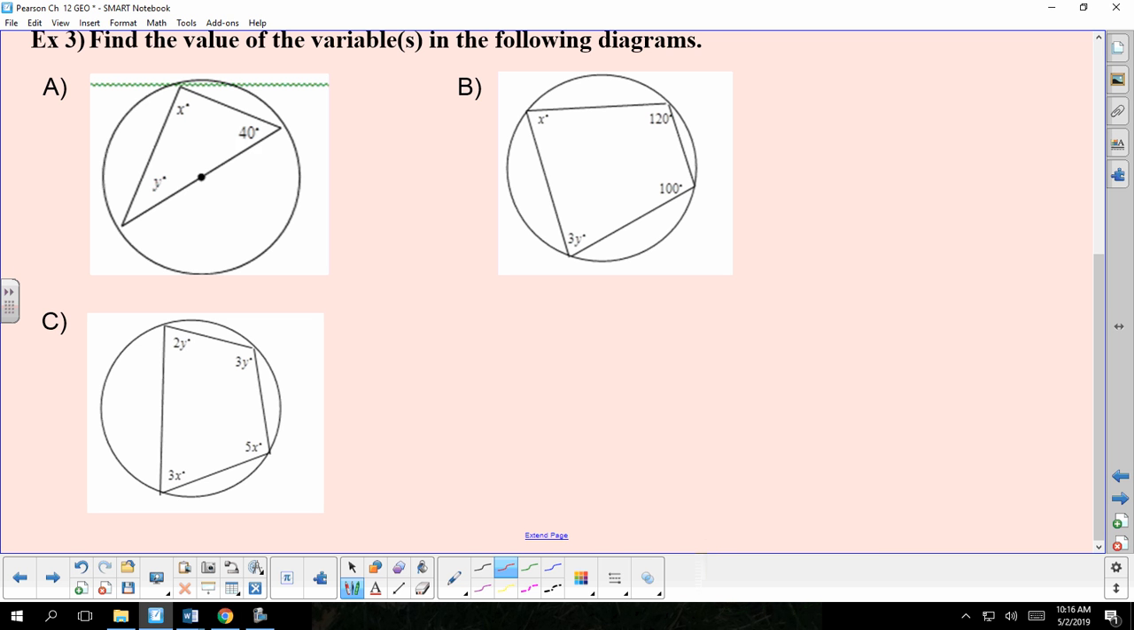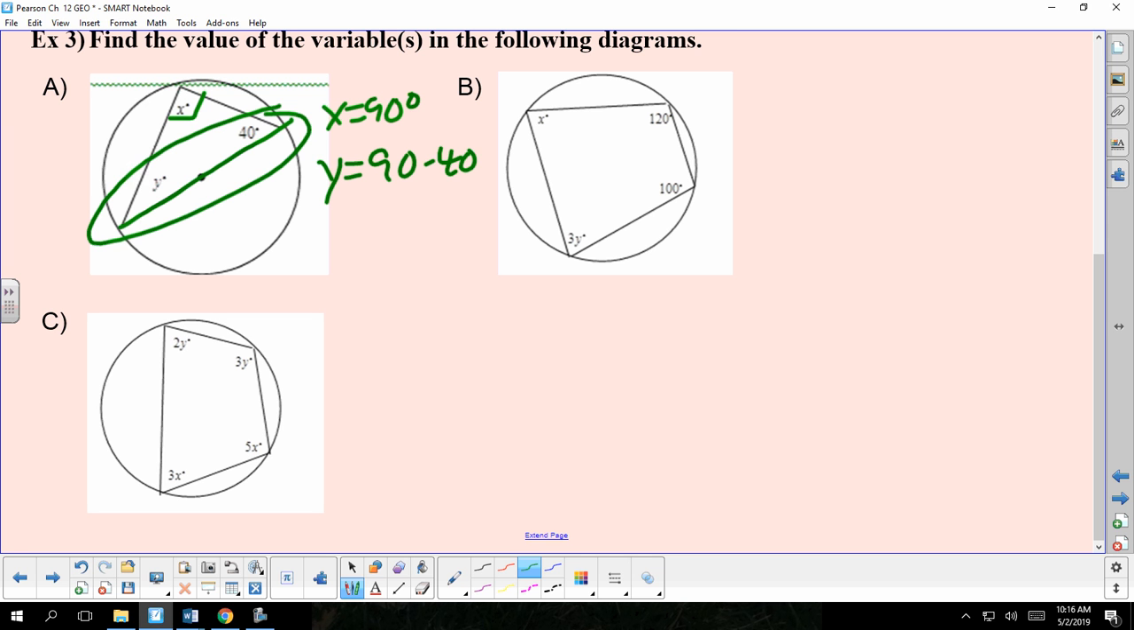Since this is a diameter here that goes through the center of the circle, this has to be 90. So x equals 90 degrees. And then since this is 40, the two non-right angles are complementary. So y simply equals 90 minus 40 degrees. Y is 50 degrees. So easy enough.